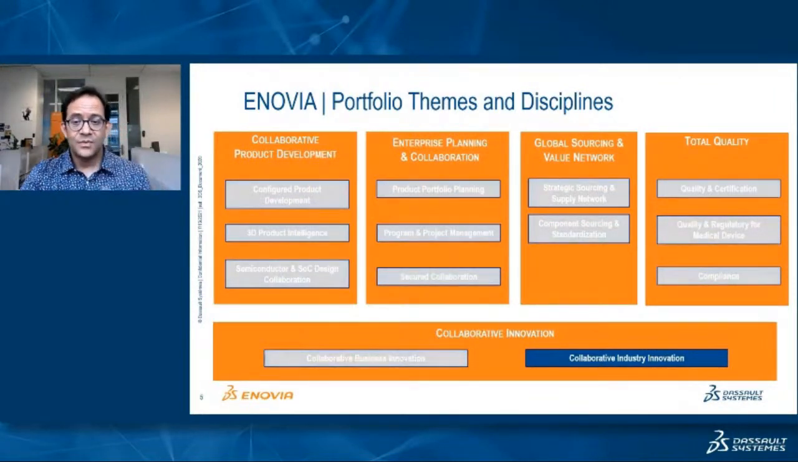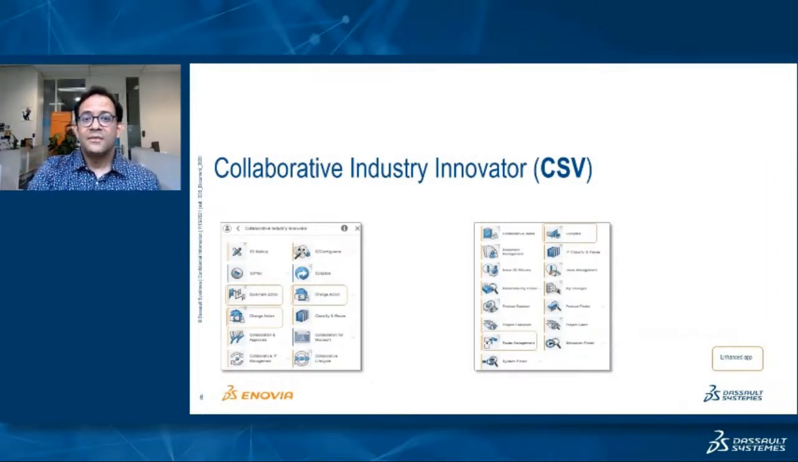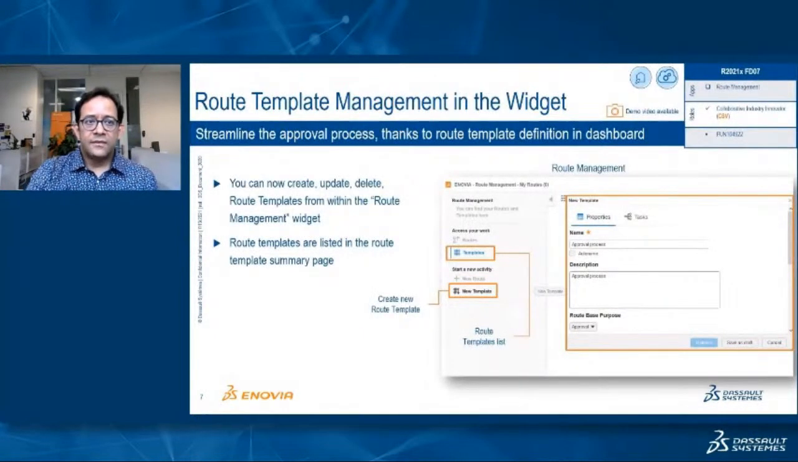As usual, we will start with the collaborative industry innovator, which is one of the basic roles of ENOVIA, the CSV. And in this role, we have enhanced the bookmark editor, the change action, the compare tool, and also the route management widget. So we'll start first with the route management widget.